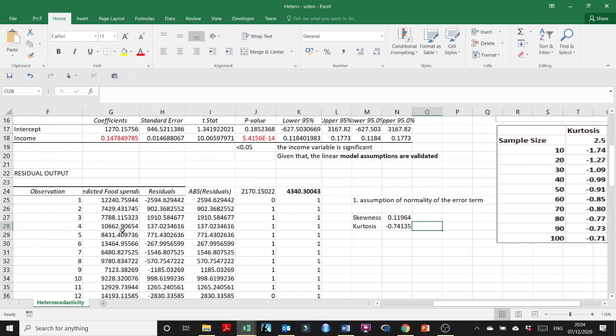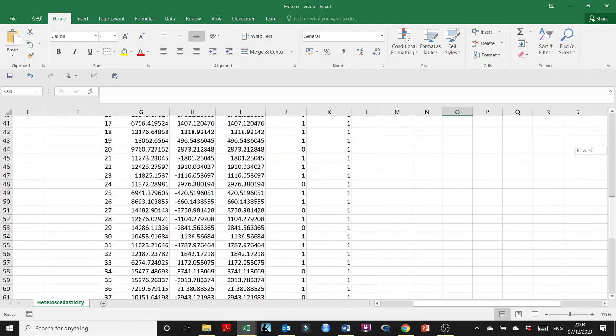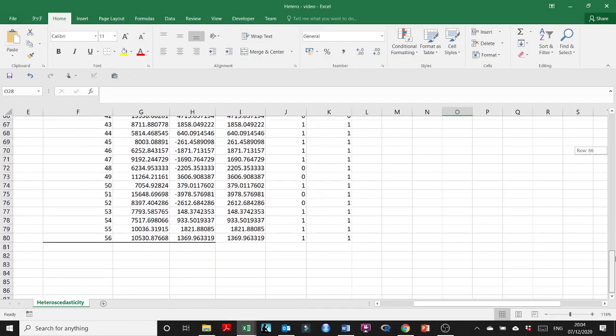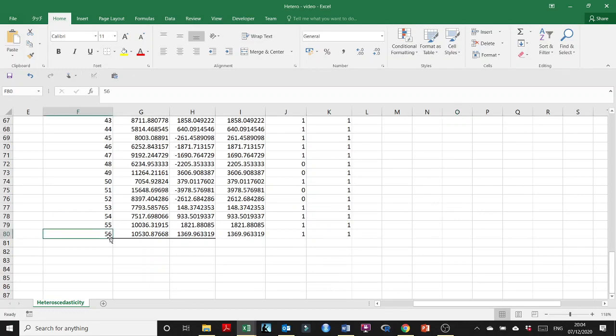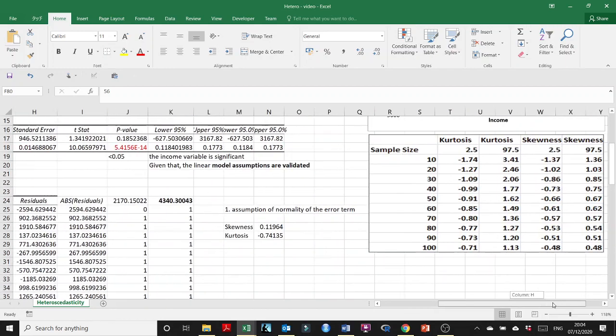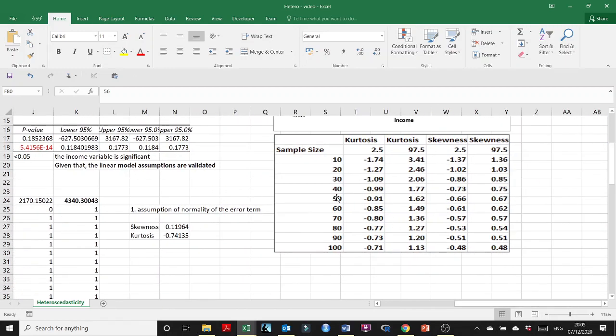How many observations do we have? We just need to make sure that, oh, we have 56. I'm sorry, guys. We have 56 observations. I thought that we have 100 observations. So if we have 56 observations, in this case, we need to follow different ranges, between 50 and 60. So the ranges are in between. Let's say if it's 60, which is more than what we got, 0.61 for the skewness and 0.62. Even if it's 50, we go by the 50, 0.67 and 0.66. So this actually is within the range.